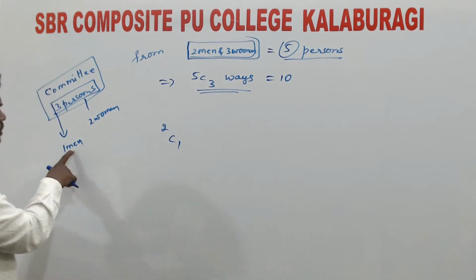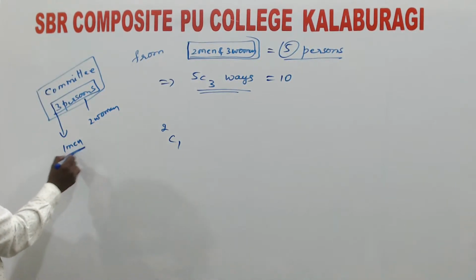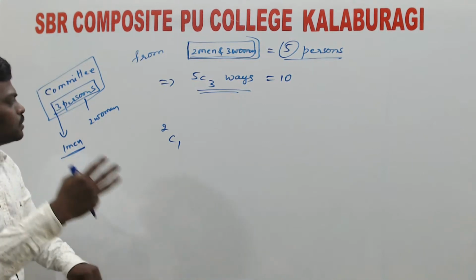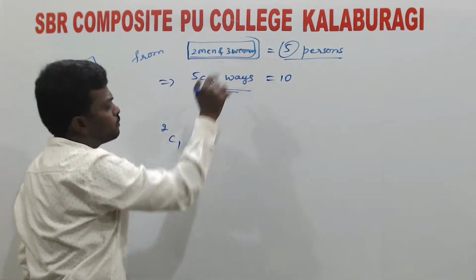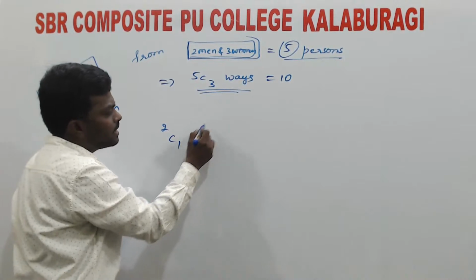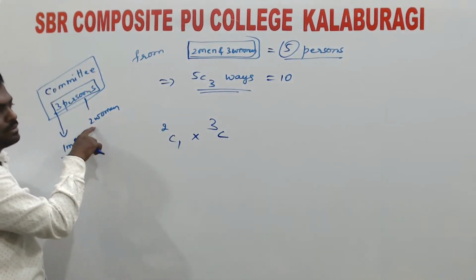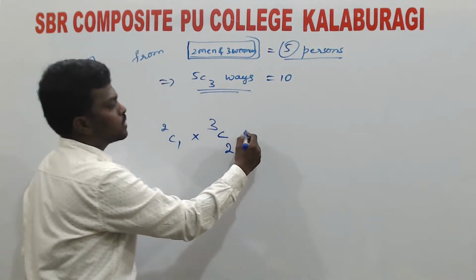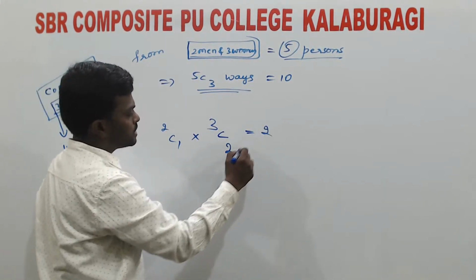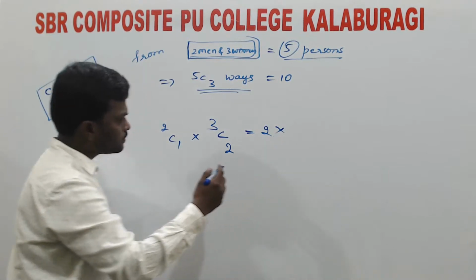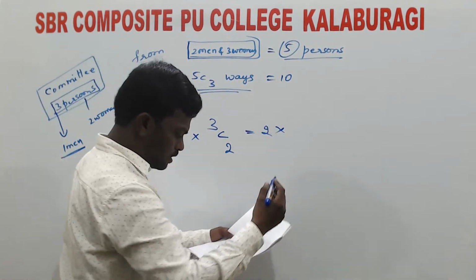They are asking us to take one man at a time, and we have to take women also. So how many women do we have? We have 3 women, and we are selecting how many at a time? 2. So it's 2C1, which is 2, and 3C2.